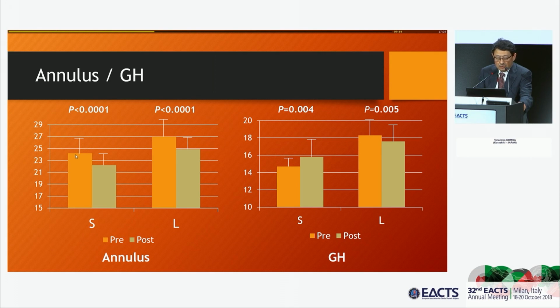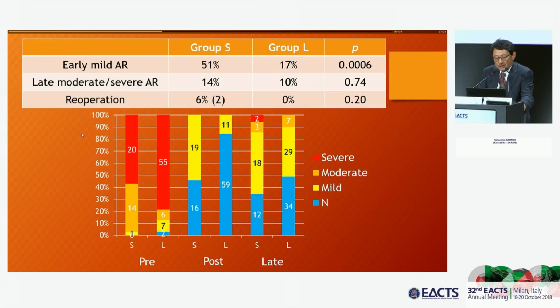Annulus size was reduced postoperatively in both groups, and geometric height in group S was larger after surgery, but in group L it was decreasing. Early mild AR was detected in 51% for group S and 70% for group L. There is a significant difference. During the follow-up, moderate or severe AR developed in 40% in group S and 10% in group L. 2 patients underwent reoperation in group S.